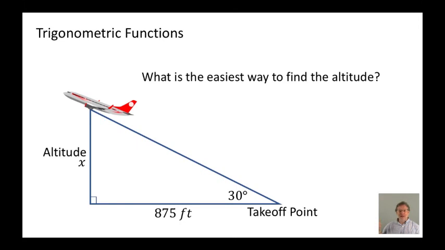No, we don't have the hypotenuse. We've got the other 2 sides. We've got opposite and adjacent. So we want to use tangent in order to find out what that altitude is.